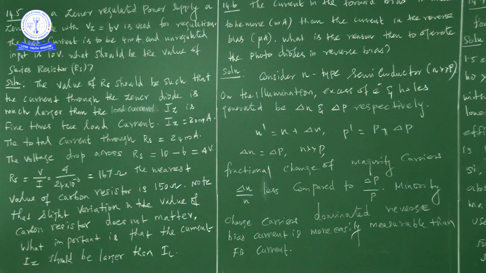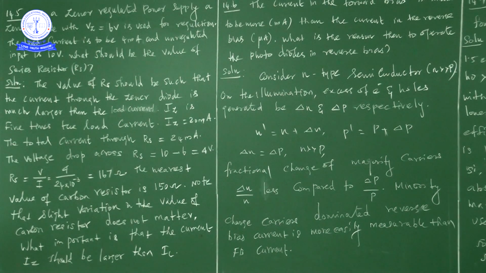The third one is that if you want to calculate the total voltage, the total voltage is equal to Vs plus Vz. V is the potential we apply, Vs is the voltage across the series resistor, and Vz is the voltage across the Zener diode.